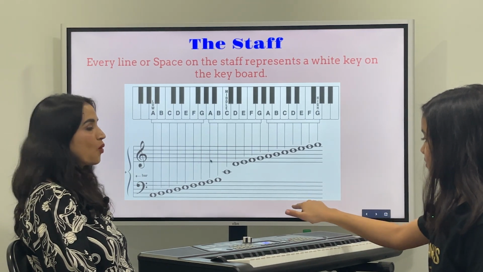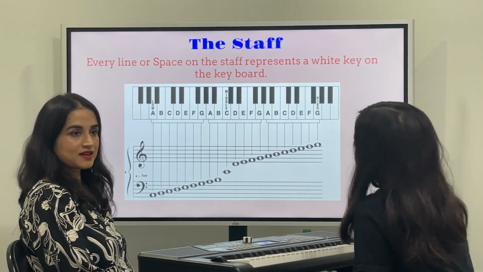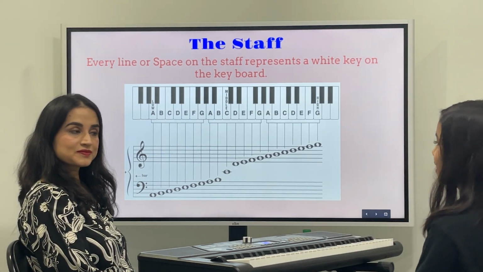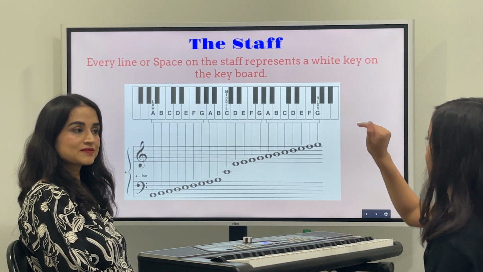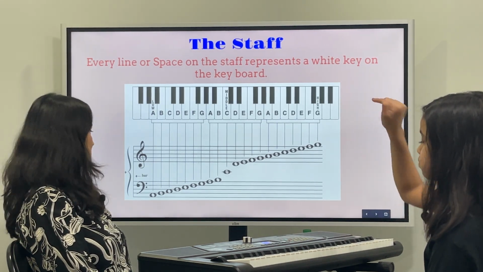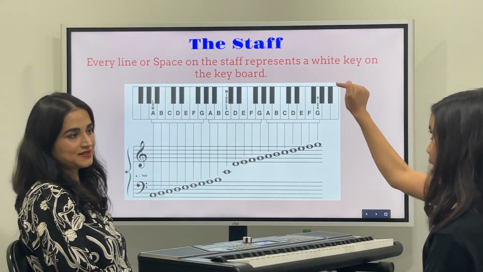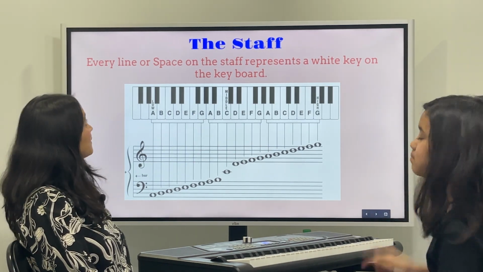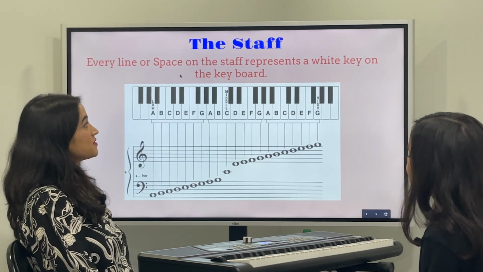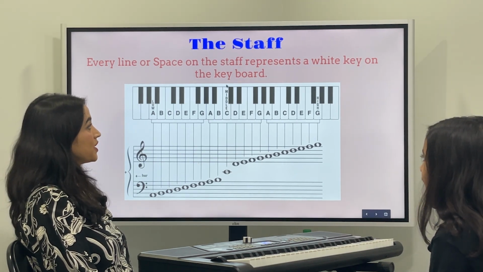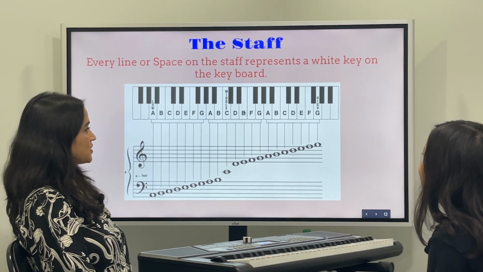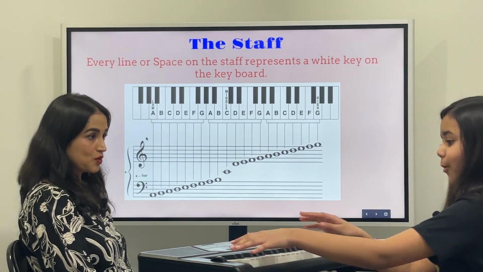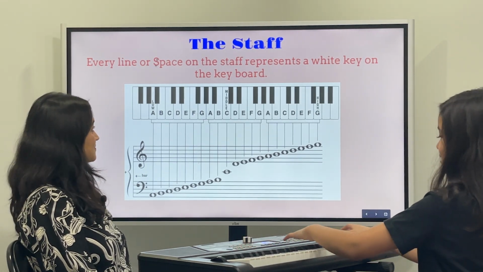So those are the notes, and the signs and symbols. Oh yeah, I forgot to add something to the bass clef. It has a dot design, right? Every line or space on the staff represents a white key on the keyboard. As you see here, there are lots of notes. We're not focusing on the black keys.